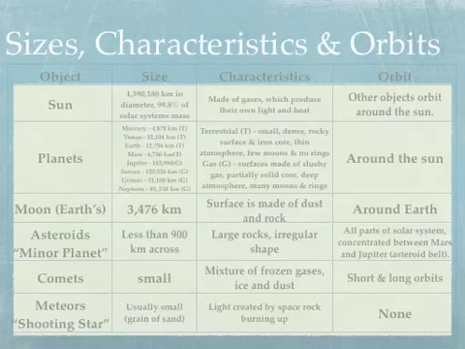And the final object are meteors. These are actually really small. By the time you see them, they're usually the size of a grain of sand. Meteors are space rock that is burning up. And a lot of times this space rock is burning up as it's entering the Earth's atmosphere.